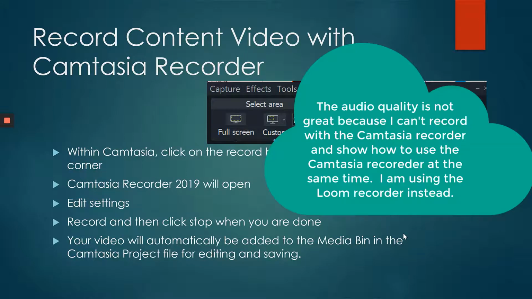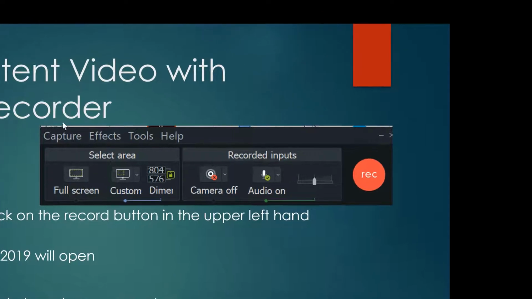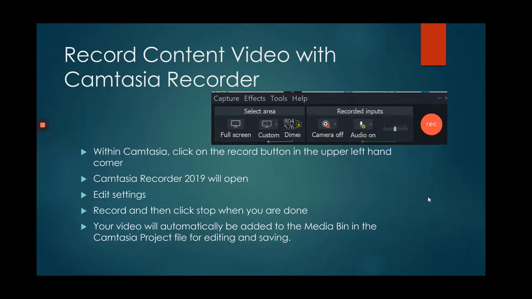Today we're going to learn how to record video content with the Camtasia recorder, and then I'm going to also show you how to use the PowerPoint add-in Camtasia recorder. So within Camtasia, we're going to click on the record button in the upper left-hand corner. The Camtasia recorder will open and it will look similar to this. We're going to edit those settings, and then we're going to click record.